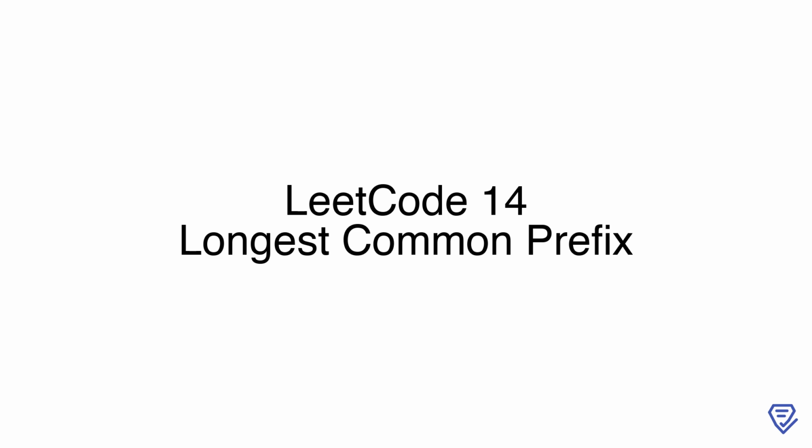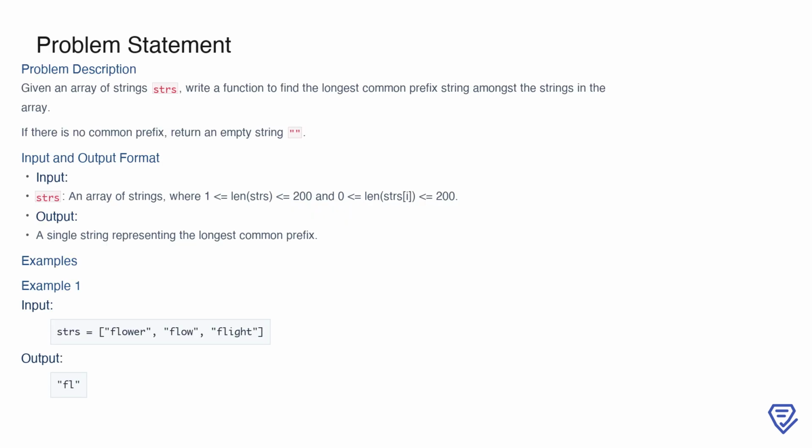Let's dive in. In this problem, you are given an array of strings, and your task is to find the longest common prefix shared amongst all the strings in the array. If no common prefix exists, you'll return an empty string. The input consists of an array of strings, where the number of strings is between 1 and 200, and each string can have a length ranging from 0 to 200. The output is a single string that represents this longest common prefix.